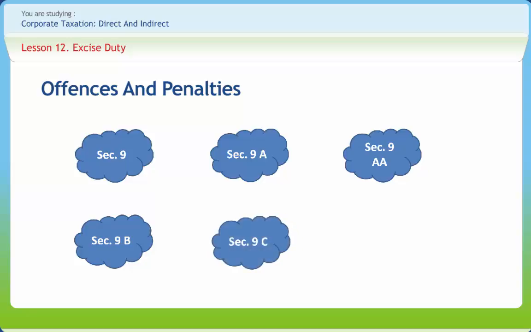9C states presumption of culpable mental state. In any prosecution for an offence under this Act which requires a culpable mental state on the part of the accused, the court shall presume the existence of such mental state, but it shall be a defence for the accused to prove the fact that he had no such mental state with respect to the act charged as an offence in that prosecution. Explanation. In this section, culpable mental state includes intention, motive, knowledge of a fact, and belief in or reason to believe a fact.